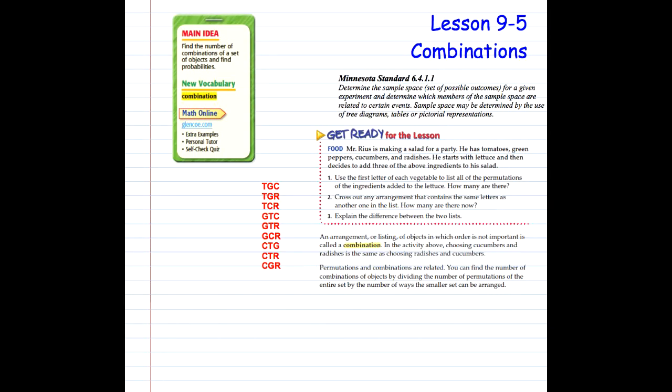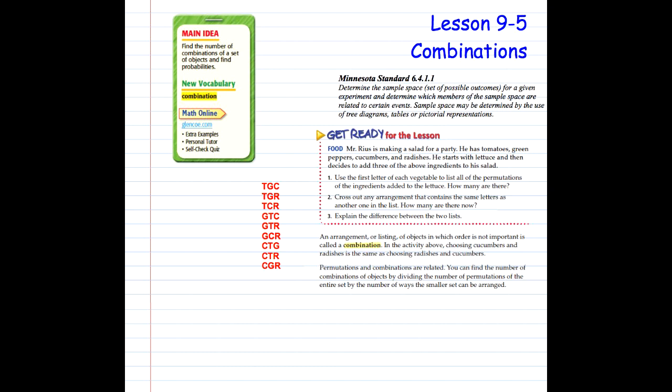This is lesson 9.5, combinations. Mr. Ruiz is making a salad for a party. He has tomatoes, green peppers, cucumbers, and radishes. He starts with lettuce and then decides to add 3 of the above ingredients to his salad. Use the first letter of each vegetable to list all the permutations of the ingredients added to the lettuce.